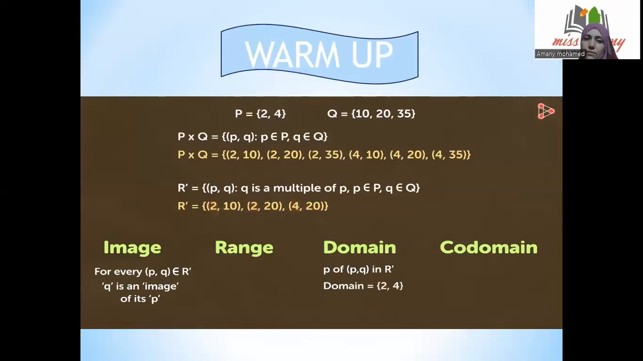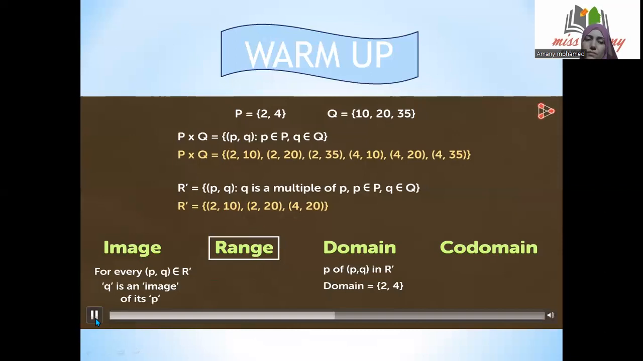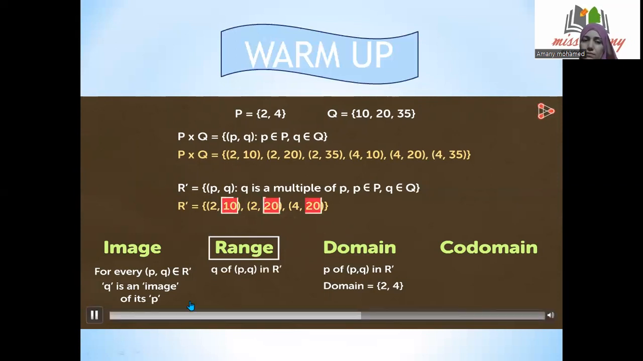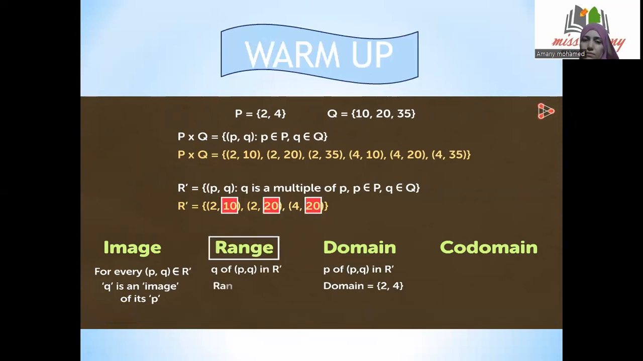Now it would be very easy to guess what range means. The set of all Q in the ordered pairs (P, Q) in set R dash is called the range, or the second elements of all the ordered pairs in the relation R. The range contains the elements 10 and 20. So all the first elements form the domain and all the second elements form the range.